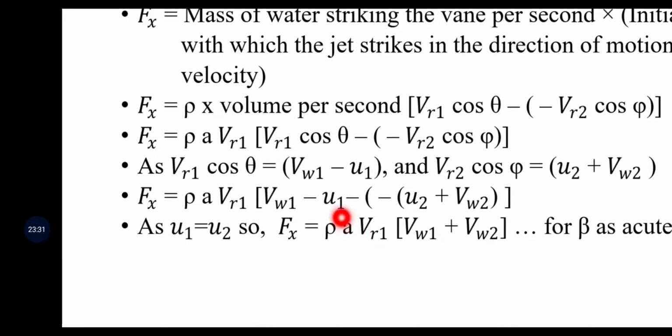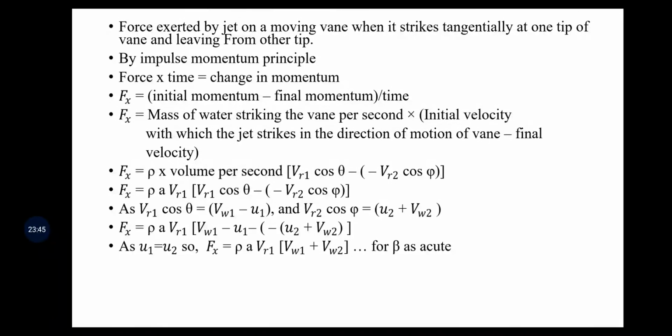In that case, by rearranging the terms, u1 and u2 will get cancelled, because this is a minus u1, and minus of minus will be plus. So minus u1 plus u1 will get cancelled and we will have only the terms Vw1 plus Vw2. But this is applicable only for beta as an acute angle.